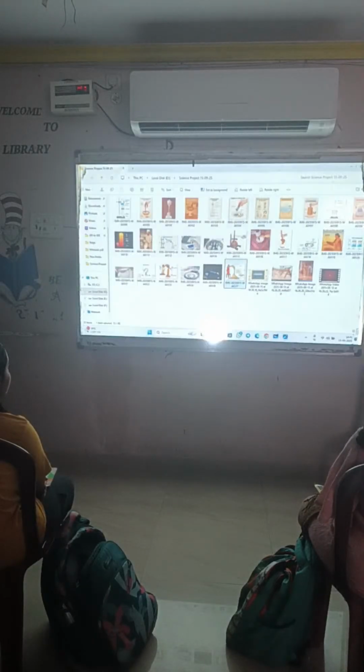Let us see this. Do you know that magnets come in many shapes? This type of magnet is called a bar magnet.